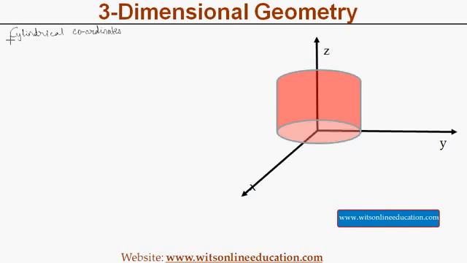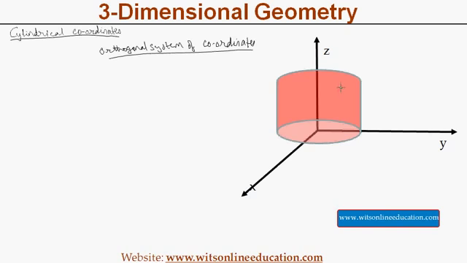Now we'll also learn the cylindrical coordinate system, which is another orthogonal system of coordinates. That is, the directions in which we'll move or we'll find the parameters or coordinates of a point are mutually perpendicular. Let us see how we find coordinates in this cylindrical coordinate system.